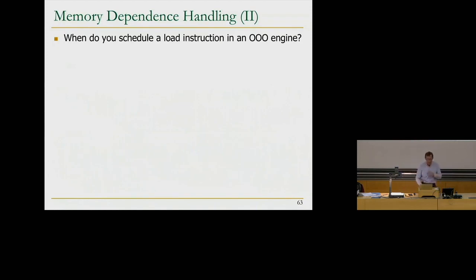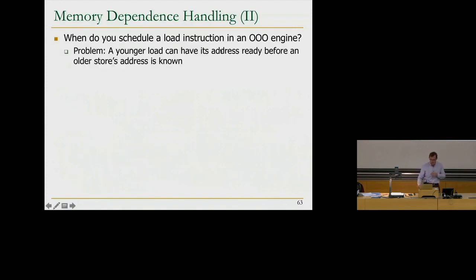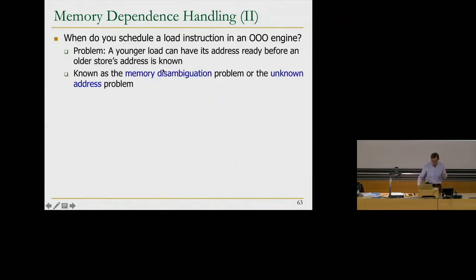Okay, so the key question is, when do you schedule a load instruction in an out-of-order execution engine? As I said, the problem is a younger load can have its address ready before an older store's address is known. This is also known as the memory disambiguation problem. You disambiguate addresses, or the unknown address problem. I like the unknown address problem because it's simple thinking: unknown address. So there are multiple approaches to this.